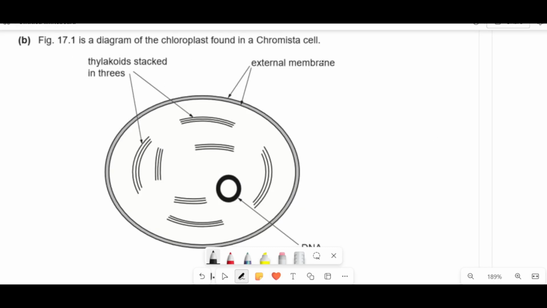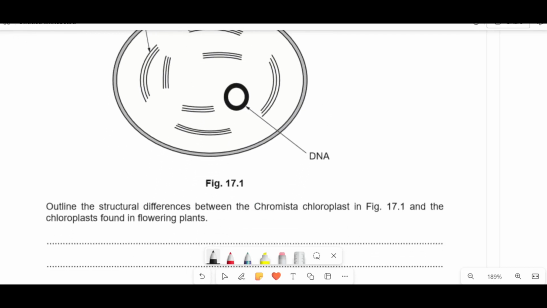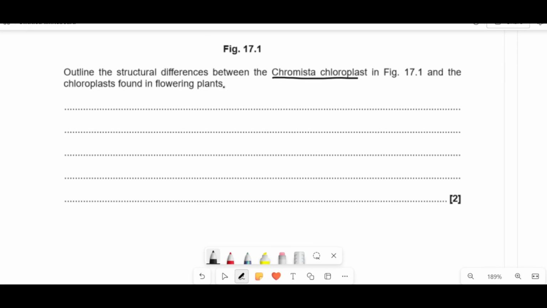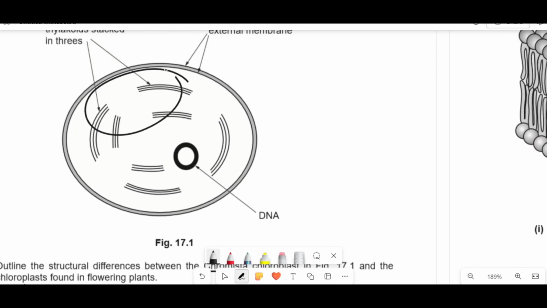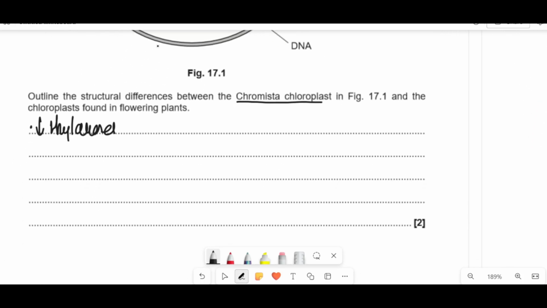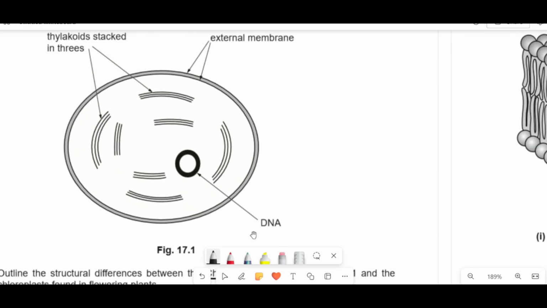Figure 17.1 is a chloroplast found in the chromista cells. You've got thylakoids stacked in threes, an external membrane, and one lovely DNA there. It says: outline the structural differences between the chromista chloroplast and the chloroplast found in flowering plants. Already I can see that it's got fewer thylakoids. It's only got a couple, and they're only stacked in threes. As well as that, there are no connections between them, no lamellae between them. Also, plants, because we're contrasting them, remember, have more than three stacks or groups of that. And also there are no starch grains. So there you go. Cool.